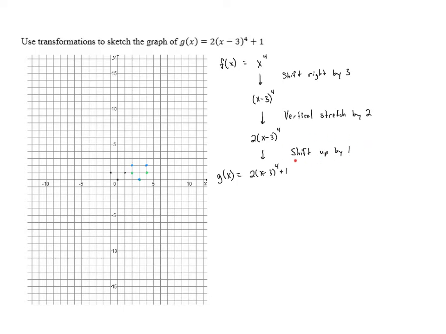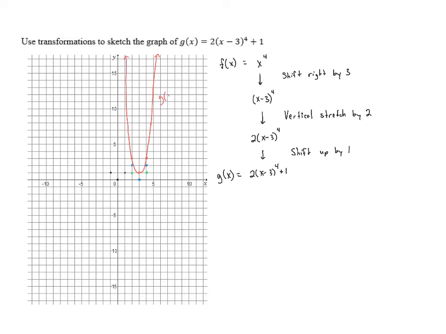And then we need to shift up by 1 unit. If we shift each of these up 1 unit, our new points will be there, there, and there. And so we need to draw a graph in a shape similar to f of x equals x to the fourth, but going through these points. And so it's going to look something like this. And like this.